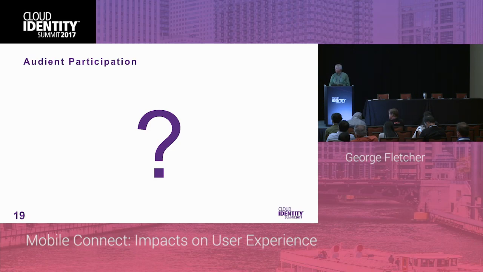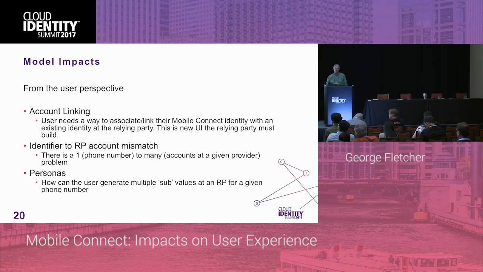I think, and we're going to go into these in detail, this resolves into three kinds of areas that we as an industry need to address if we're looking at adopting Mobile Connect for our relying party sites. One of them is account linking. This is known, but you don't see a ton of sites doing it. Another is the issue of identifier to RP account mismatch. We have a one-to-many relationship in most cases. And then there's a concept I want to bring up that I'm calling personas, to look at this from an IDP perspective.